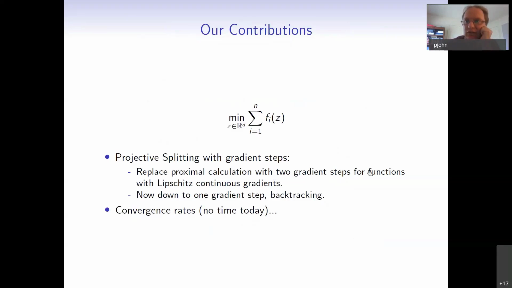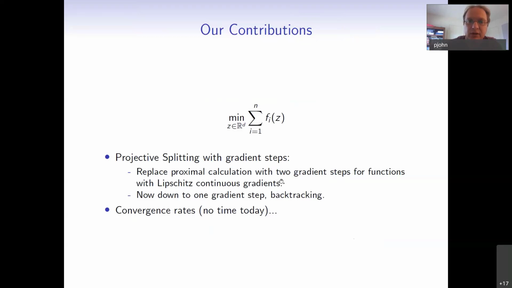Basic idea is if you have any function, hold on, let me just read the question. What about the case when the function is non-smooth? If the function's non-smooth, then you have to use the proximal operator. Yeah, that's the assumption here: if the function's smooth, has a Lipschitz continuous gradient, then we can use the new gradient procedure.